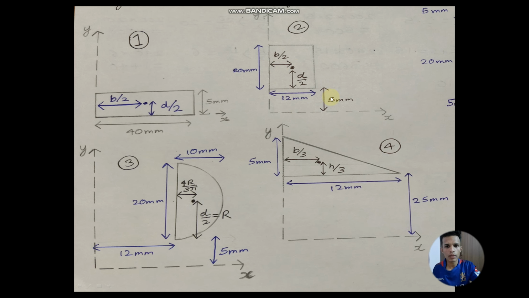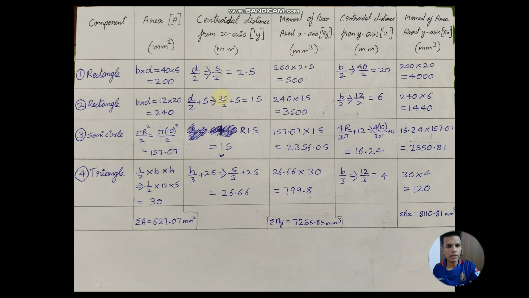So it's D by 2 plus 5, which is nothing but 20 by 2 plus 5, which we get as 15. Next, moment of area about x-axis is the multiplication of centroidal distance from x-axis and area. 240 into 15, we get it as 3600. Next, centroidal distance from y-axis is b by 2, which is 12 by 2. We get it as 6. And the moment of area is 6 into 240. We get it as 1440.